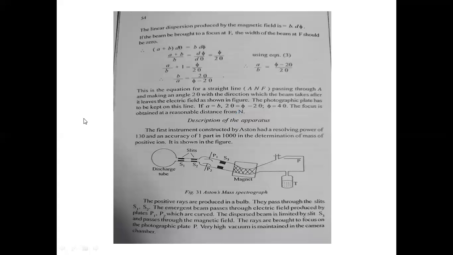So, description of the apparatus: you know that here is the discharge tube where the positive rays are produced, and they pass through these two slits, and you get an electric field when they pass through these two plates, that is P1 and P2. After that they get dispersed and deviated, then when passing through this magnet they are again deviated and fall on this photographic plate. This is the description of the apparatus.